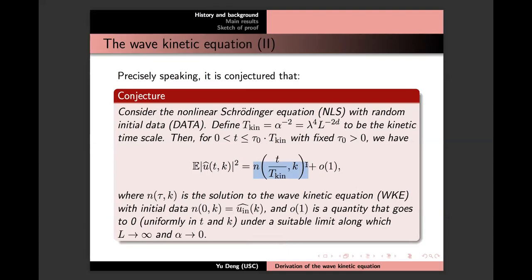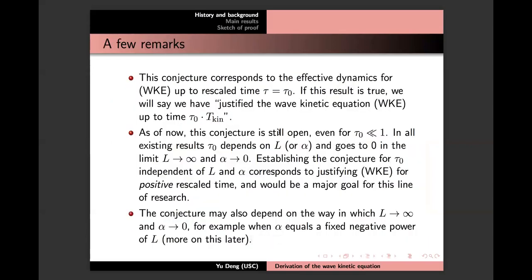If tau 0 goes to 0 together with L, then in the limit we're still considering the wave kinetic equation only up to time 0. That would correspond to an infinitesimally small time for the wave kinetic equation, but the goal is to get to some positive time, for tau 0 independent of L. Of course, that would be a major goal of this research. The ultimate goal would be to justify this for arbitrary large L, but that seems pretty far away. Even the result for small L seems pretty far away as of now.